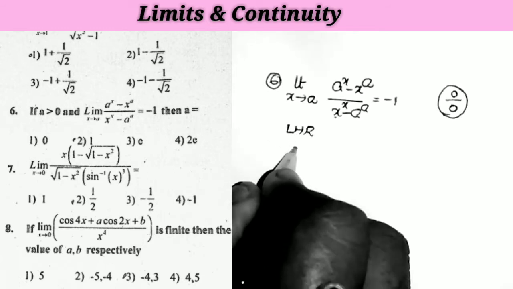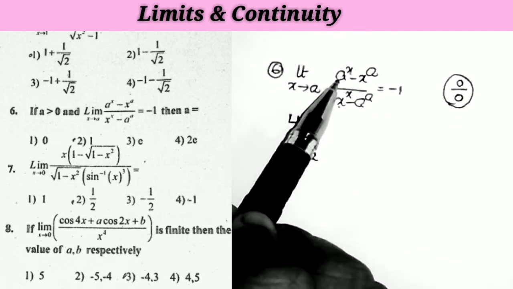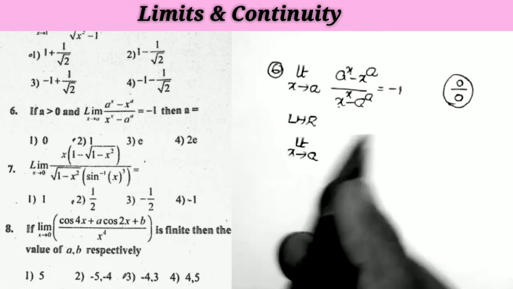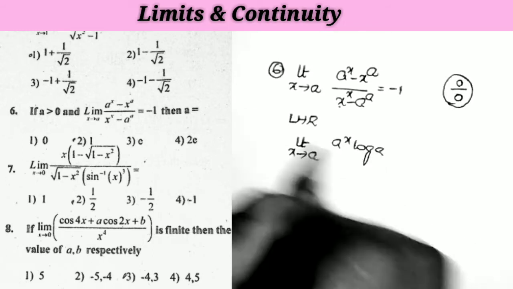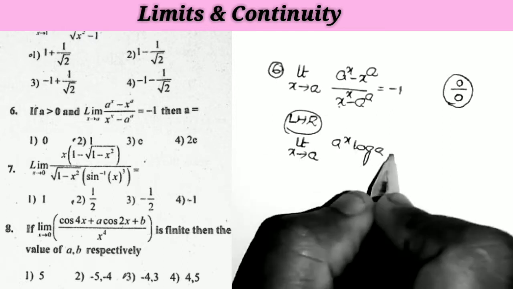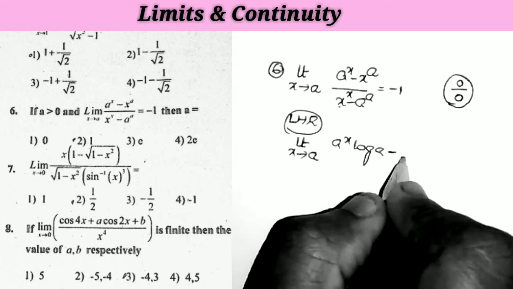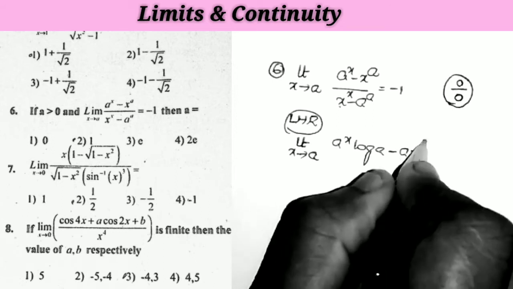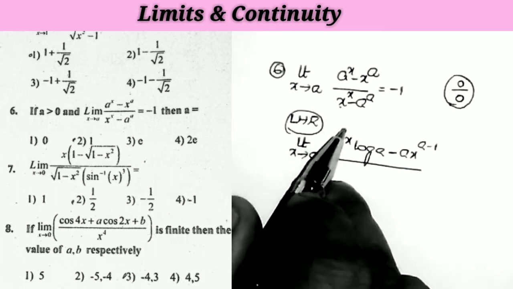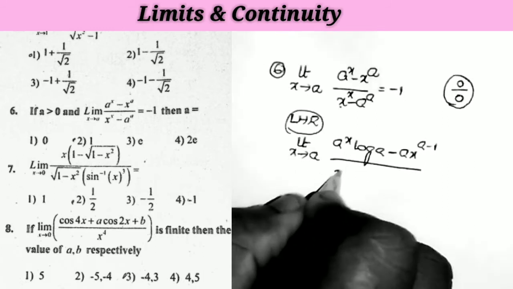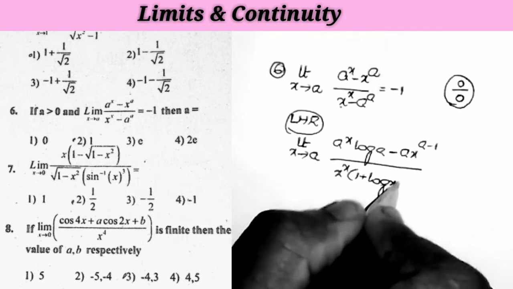What is L'Hospital's rule? Just take the derivatives of the numerator and denominator. What is the derivative of a^x? d by dx of a^x is a^x log a. Minus, what is the derivative of x^a? The derivative of x^n is n x^(n−1), so that is a x^(a−1). Now what is the derivative of x^x? The derivative of x^x is x^x (1 + log x).